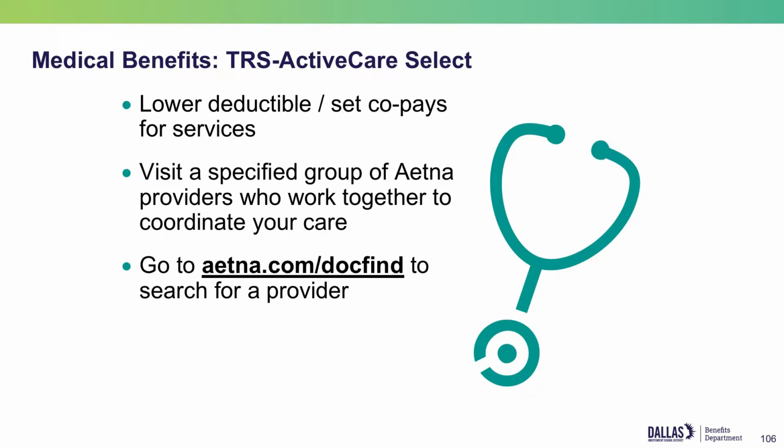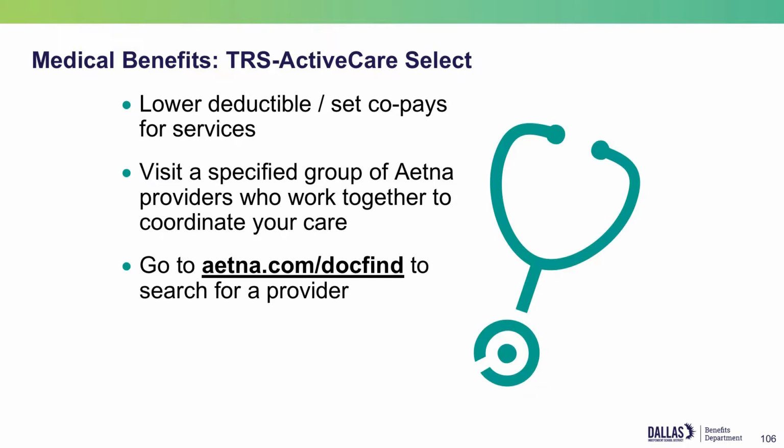If you're considering the TRS-ActiveCare Select plan option, you have to understand what an ACO, Accountable Care Organization Network, is. This is a group of doctors, hospitals, and healthcare providers who will work together to coordinate a high-quality benefit for you that is cost-effective. So with this plan, you have to use a specific network of doctors. Otherwise, the plan will not cover you.